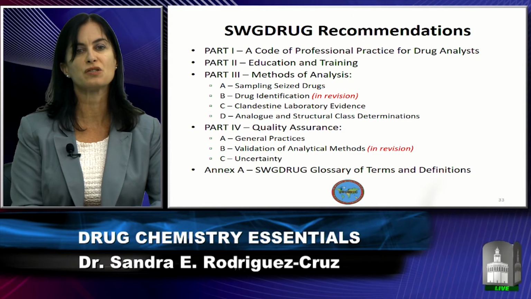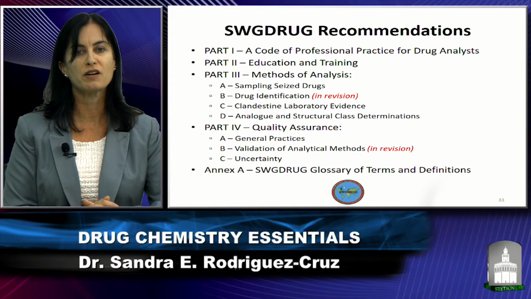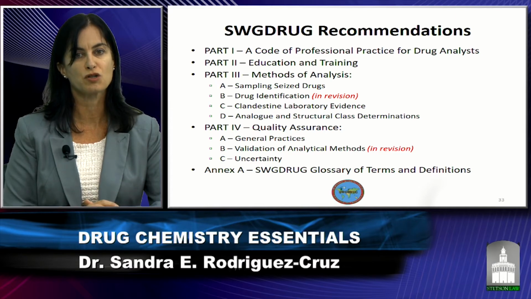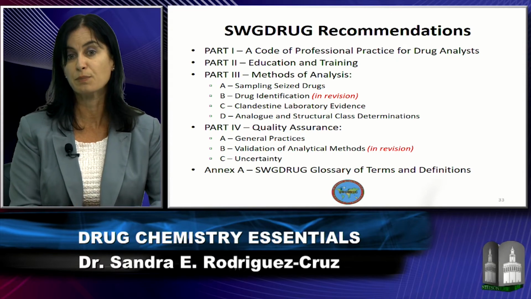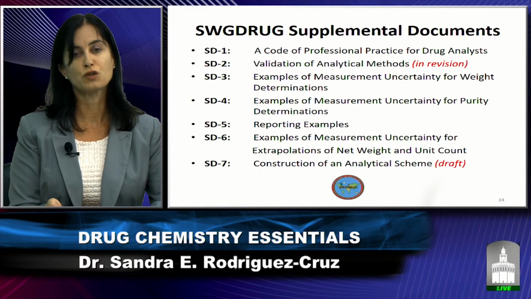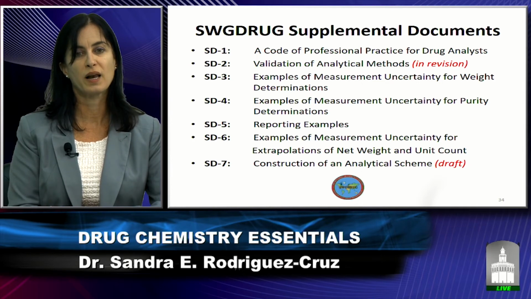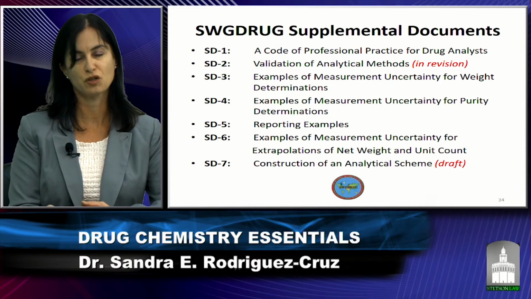The SWGDRUG recommendations are divided into general parts, and they pertain to education and training, methods of analysis, as well as quality assurance documents, quality assurance policies and procedures that we believe a laboratory should have in place. And there's also the supplemental documents that are available through the website. There are supplemental documents on validation of analytical methods, as well as multiple examples on measurement uncertainty, how to construct an analytical scheme, and SD5, which was the reporting example supplemental document that I just showed you a part of.